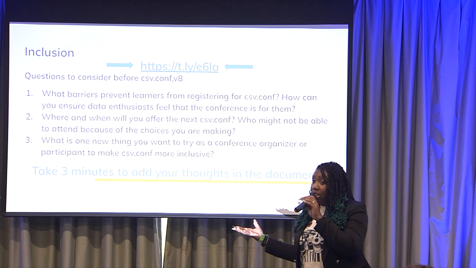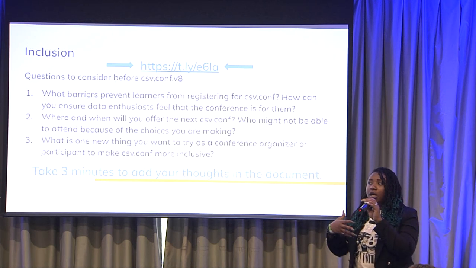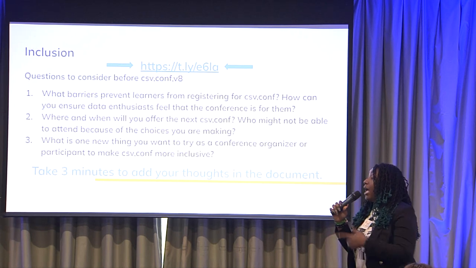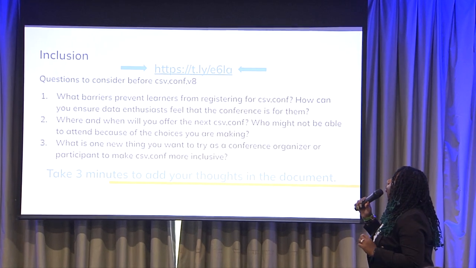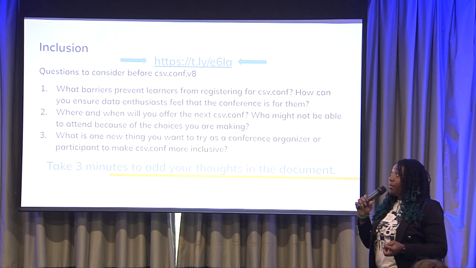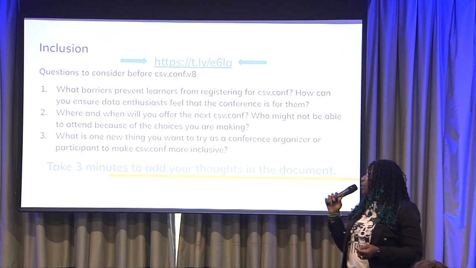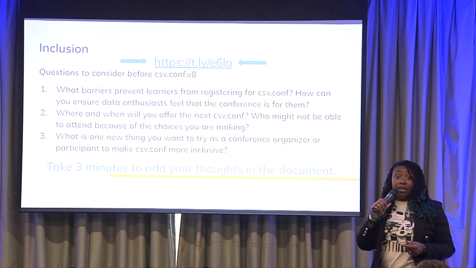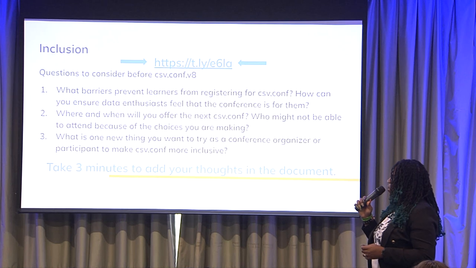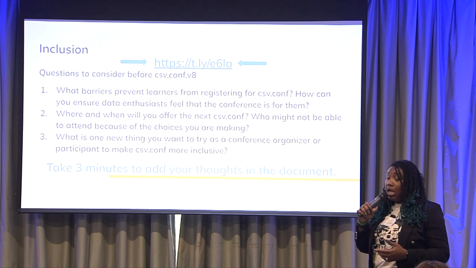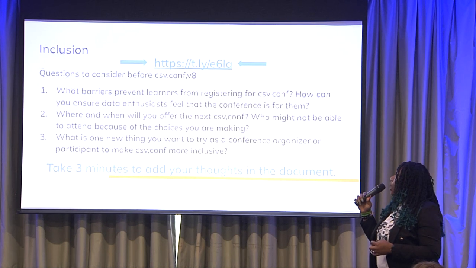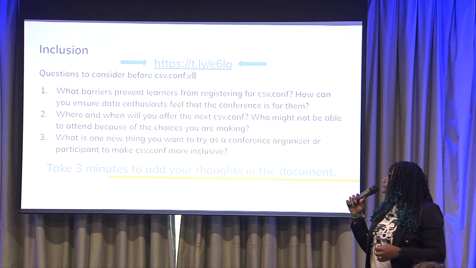So the context that we're using is CSV Conf version 8. We're all a part of the organizing committee. We want to make the next CSV conference even more inclusive. Here are some questions that we're going to think about. What barriers prevent learners or participants from registering for the conference? How can you ensure data enthusiasts feel that the conference is for them? Where and when will we offer the next CSV conference? And who might not be able to attend the conference because of the choices that we're making? And then lastly, what is one thing that we want to try as a conference organizer in order to make it more inclusive?